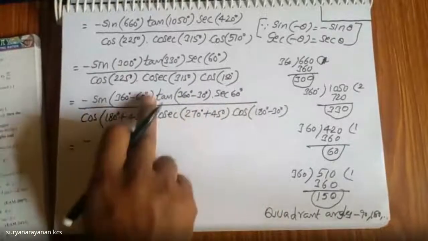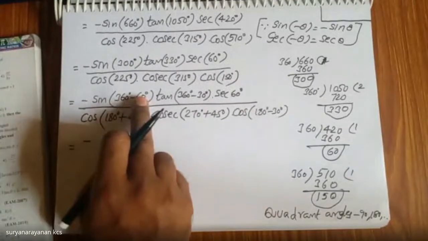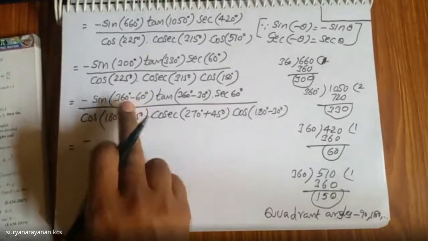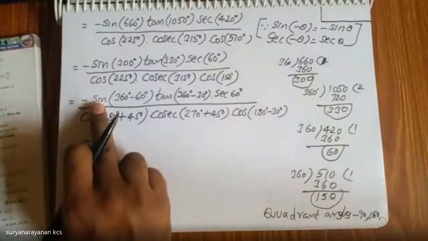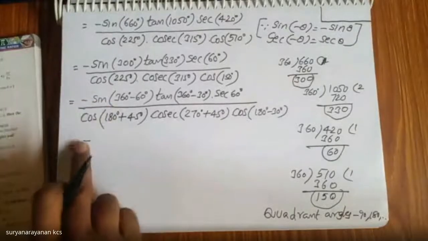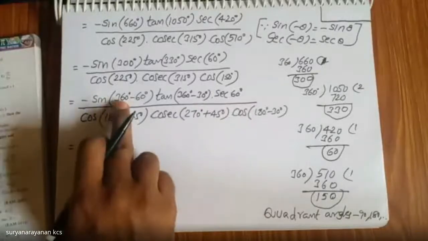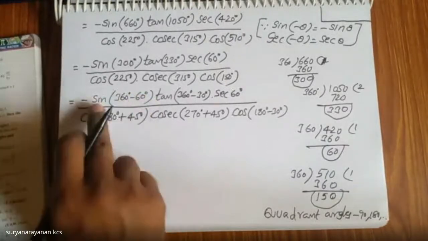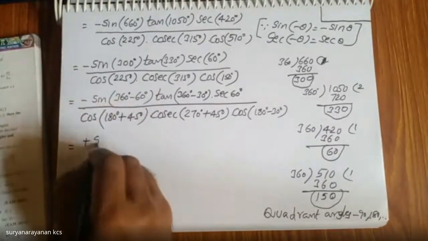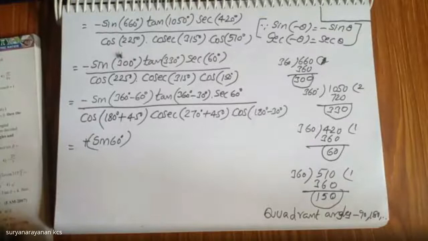Now come to this angle, sine of 360 minus theta. This angle lies in the fourth quadrant. In the fourth quadrant only cos is positive, but here the given trigonometric ratio is sine, so sine is negative. We keep it as a minus. Since it is written with the help of 360, the trigonometric ratio does not change. So minus sine 60 degrees. Understood this one?